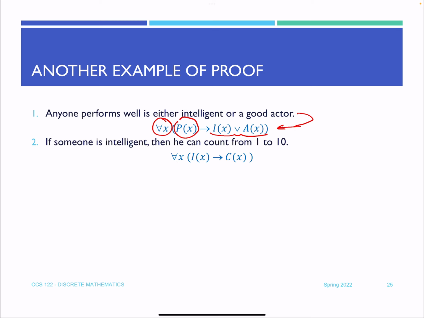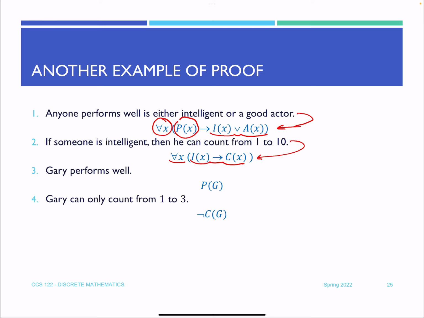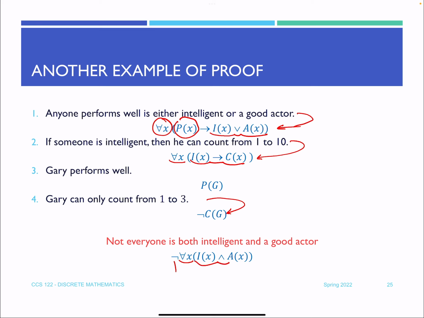If someone is intelligent, then they can count from 1 to 10. So for everyone, if they're intelligent, then they can count from 1 to 10. Try a direct translation of that statement. We know that Gary is among those people who perform well. So P of G is true. And we also know that Gary can only count from 1 to 3, meaning that he's not among the people who can count from 1 to 10. So not C of G. And that lets us conclude that not everyone is both intelligent and a good actor, because we found Gary, right? So, not everyone is both intelligent and a good actor.